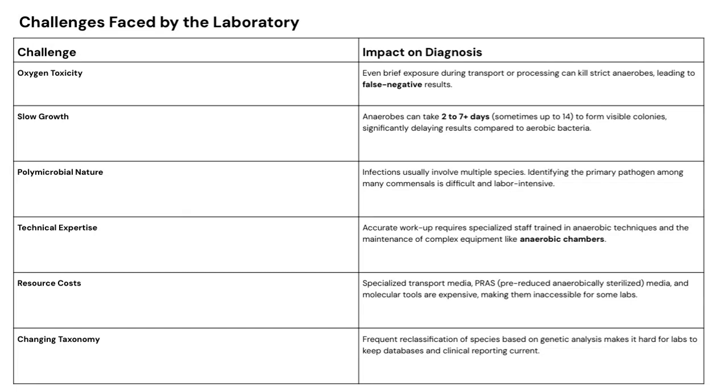Working with anaerobic bacteria in the lab comes with a unique set of challenges. Oxygen toxicity is a big one. Just a brief exposure can kill these sensitive microbes, leading to false negatives. Then there's the slow growth. Some anaerobes take up to 2 weeks to form colonies, which really slows down diagnosis. Infections often involve multiple species, making it tough to pinpoint the main culprit. Plus, it takes highly trained staff and costly, specialized equipment to get accurate results. On top of that, constantly changing bacterial classifications mean labs have to stay on their toes to keep data up to date.